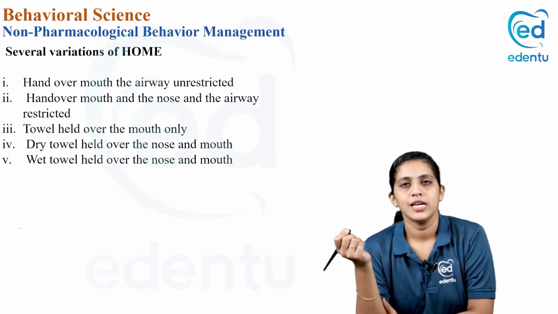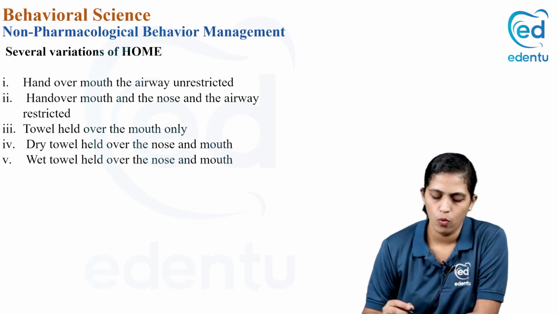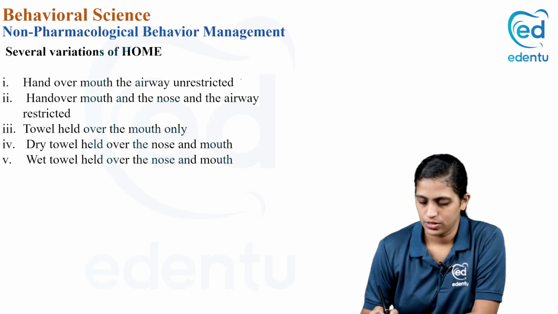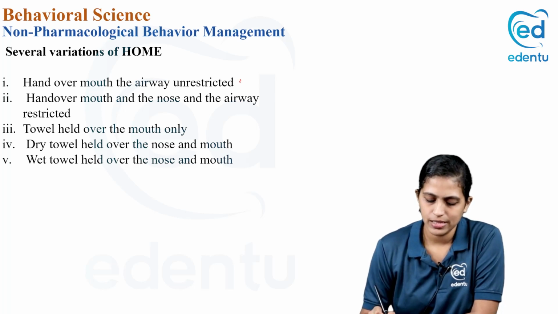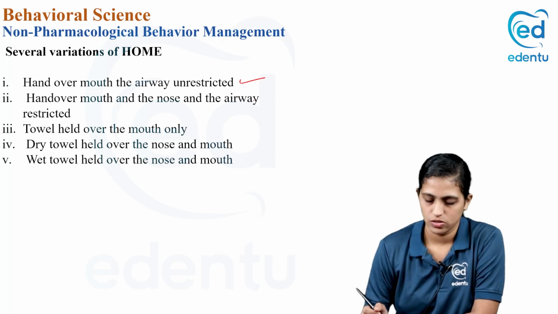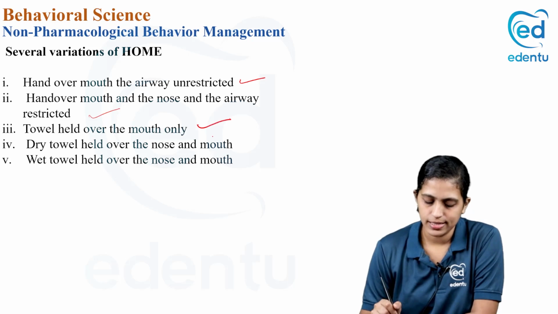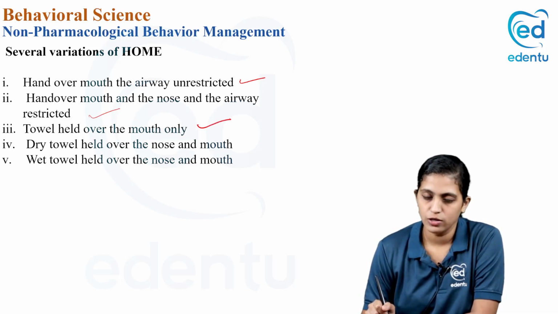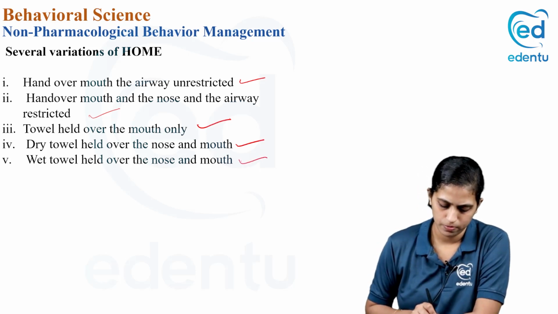Now there are different variations of HOME. The first is hand over mouth with the airway unrestricted. This is usually the one we practice, the other name for HOME itself. Next is hand over mouth and nose with the airway restricted. Next is a towel held over the mouth only. Next is a dry towel held over the nose and mouth. The next is a wet towel held over the nose and mouth.